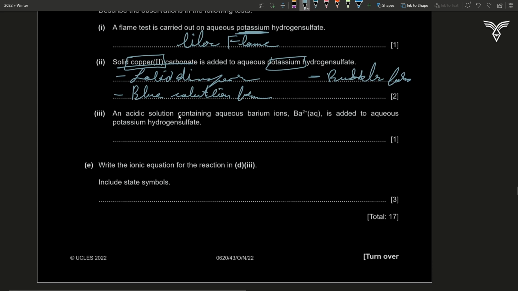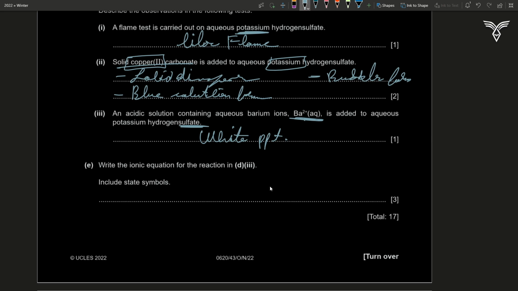Okay. Part 3. An acidic solution containing barium ions is added to aqueous potassium hydrogen sulfate. حلو. What does barium test for? It tests for the sulfate in the potassium hydrogen sulfate. It tests for the sulfate ion. What is going to be produced اللي هو barium sulfate عشان the barium reacts with the sulfate ion and produces barium sulfate. طيب what is the color of barium sulfate when it tests أو اللي هو result بتاع التست للsulfate؟ It's a white precipitate.